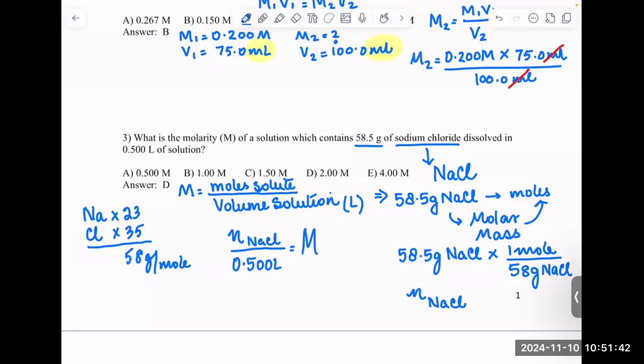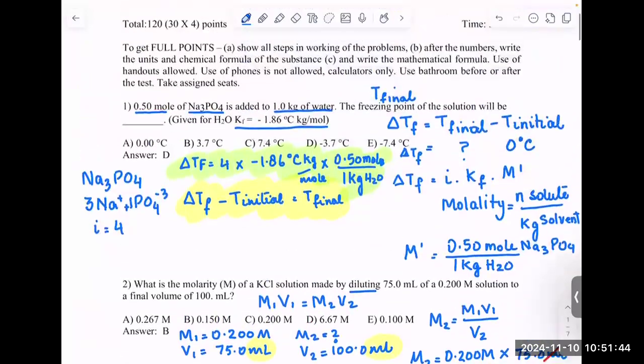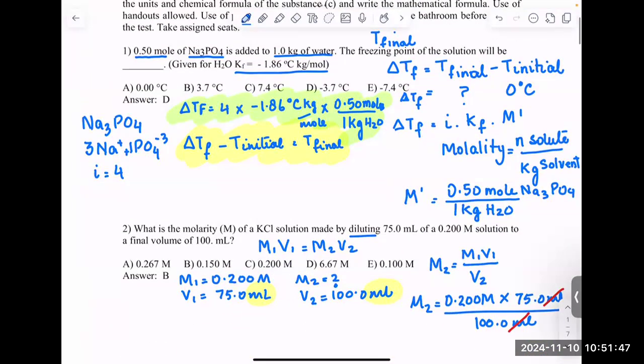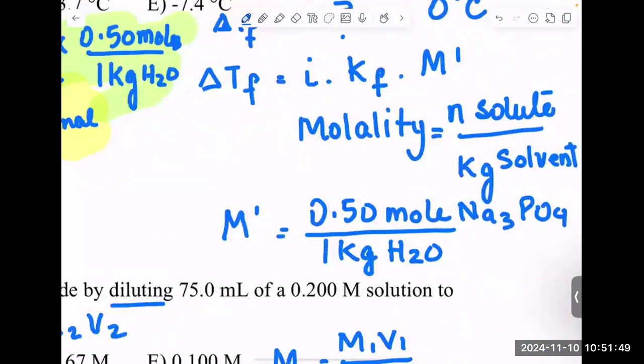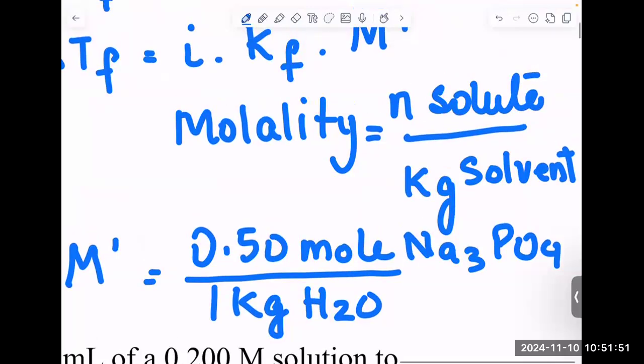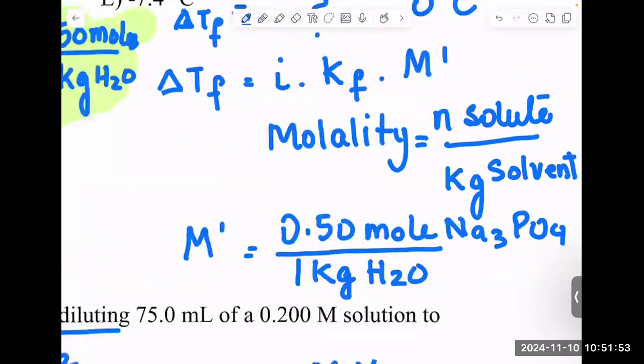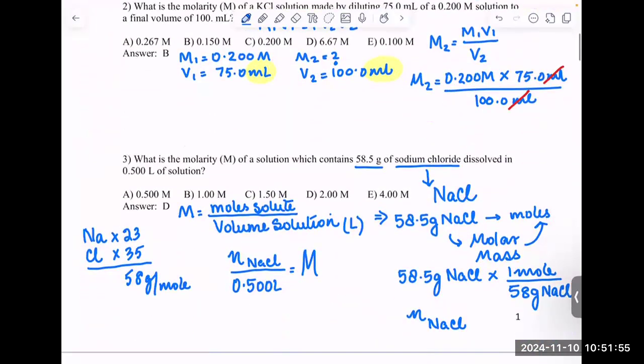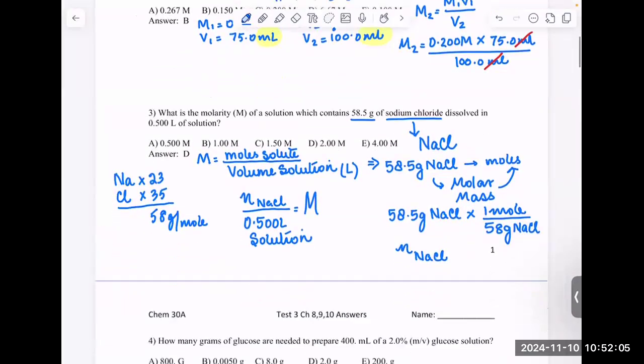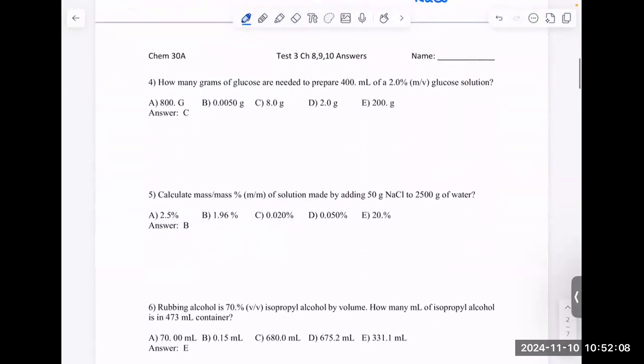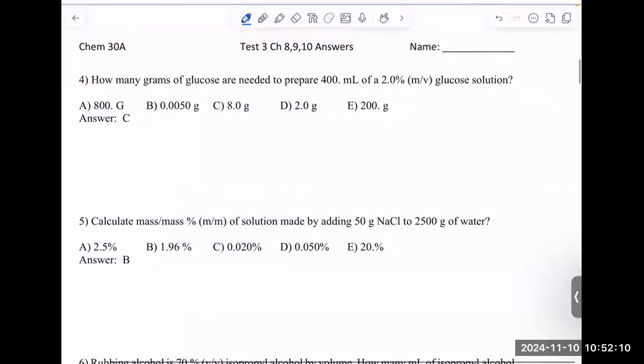There is a difference between molality and molarity. Molality is solute over the kilograms of the solvent. But molarity is over the volume in liters of the solution. So this is the solution, not the solvent. There's a difference.